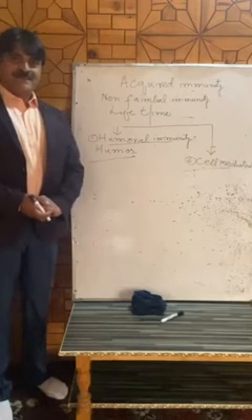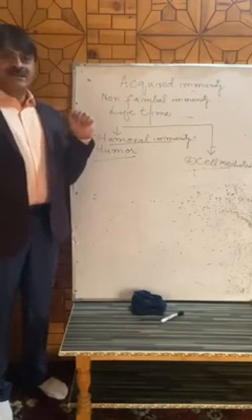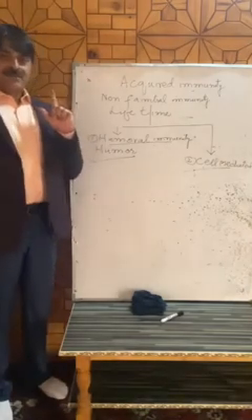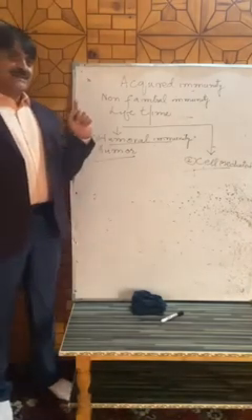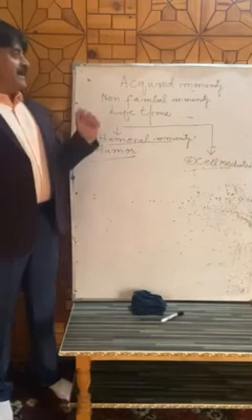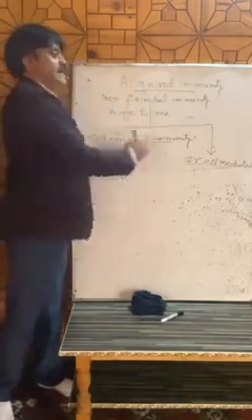Welcome back. Today we are going to talk about, this is the fourth lecture in the series. We are talking about the immune system, and today we are going to talk about acquired immunity.